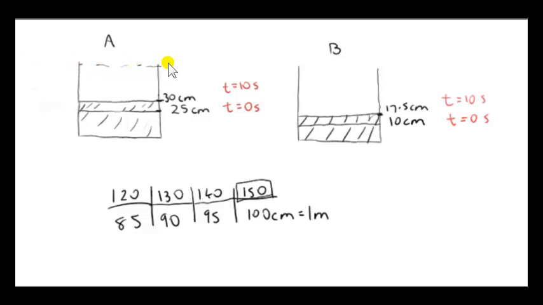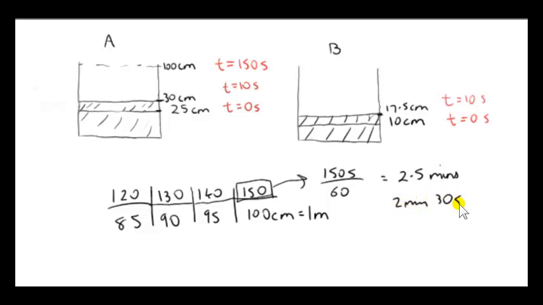and the height is going to be 100 centimeters or 1 meter. Okay, we can convert this into minutes. We just divide by 60 seconds in a minute. So that's 2.5 minutes, or 2 minutes and 30 seconds.